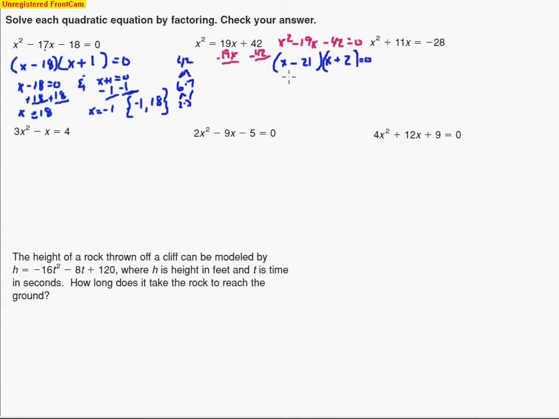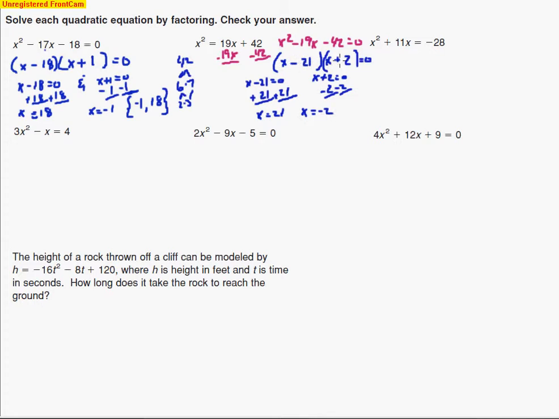So from that point, I go ahead and set those factors equal to 0 and then solve. And so when I do that, I come up with my two answers here. I've got to add 21 to both sides. On the other side, I'm going to subtract the 2, and I end up with x equals 21 and x equals negative 2. And if you look at it, again, check your answer. Plug the 21 back in for x. It should make 0, which it does. Negative 2 in for this x will make 0 here.